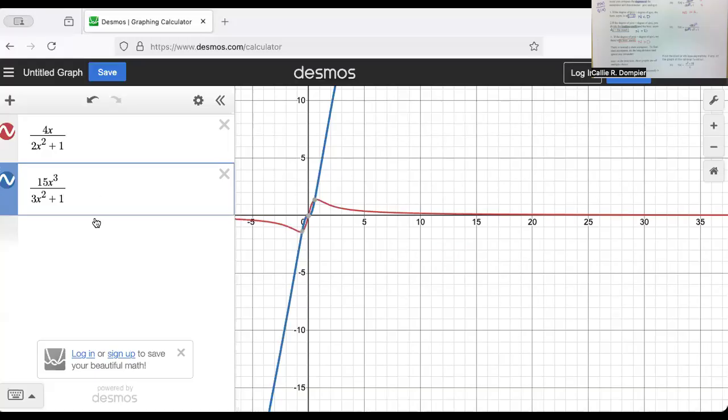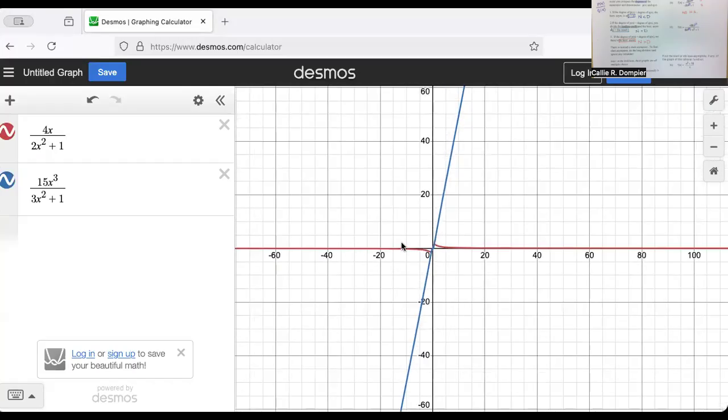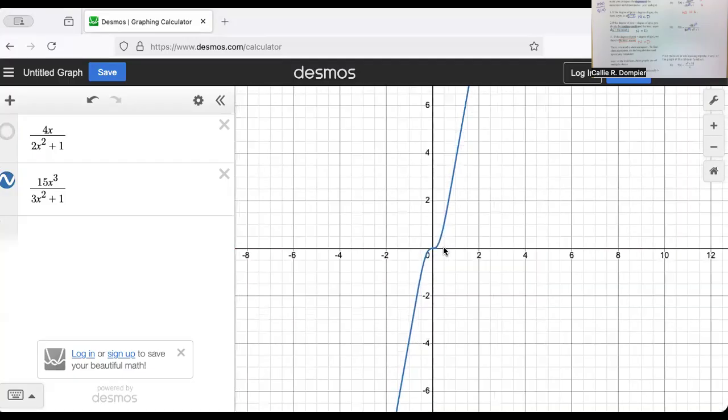Here's the graph. So the white one has a horizontal asymptote. It's approaching y equals 0, right? The blue one we said has no horizontal asymptote, and that does look to be true, right? There's no y equals a single number that this line approaches forever as we go from negative to positive infinity on the x-axis.